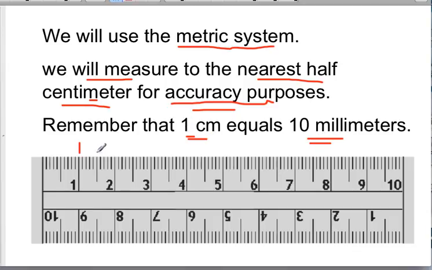If we were to come to this point right here, we would have 1 and 5 millimeters, which would actually be 1.5 centimeters, okay? Because we always go to the nearest tenth when we're measuring with centimeters and millimeters combined, or we convert them all to millimeters, okay? If we came to this point right here, this would be 5 and 2/10 of a centimeter, okay? 5 and 2/10 of a centimeter.